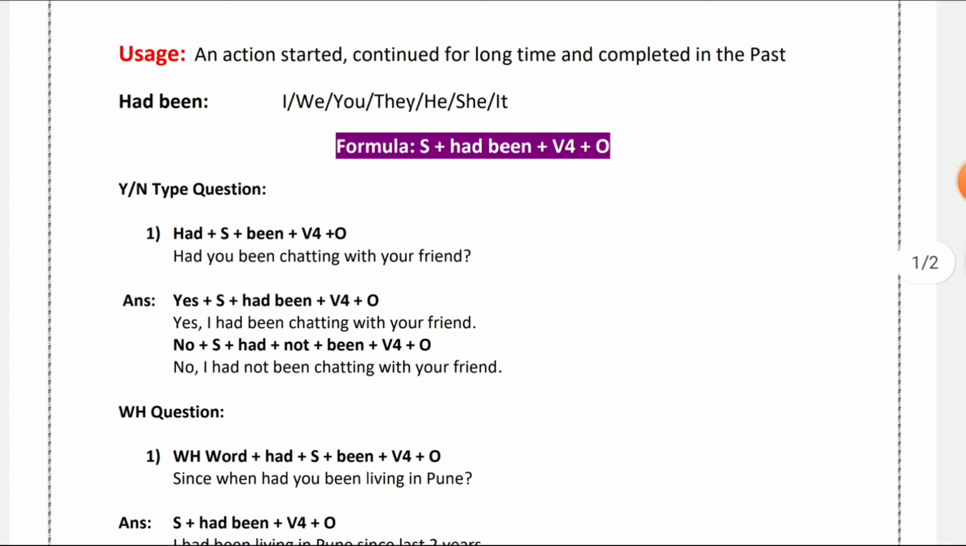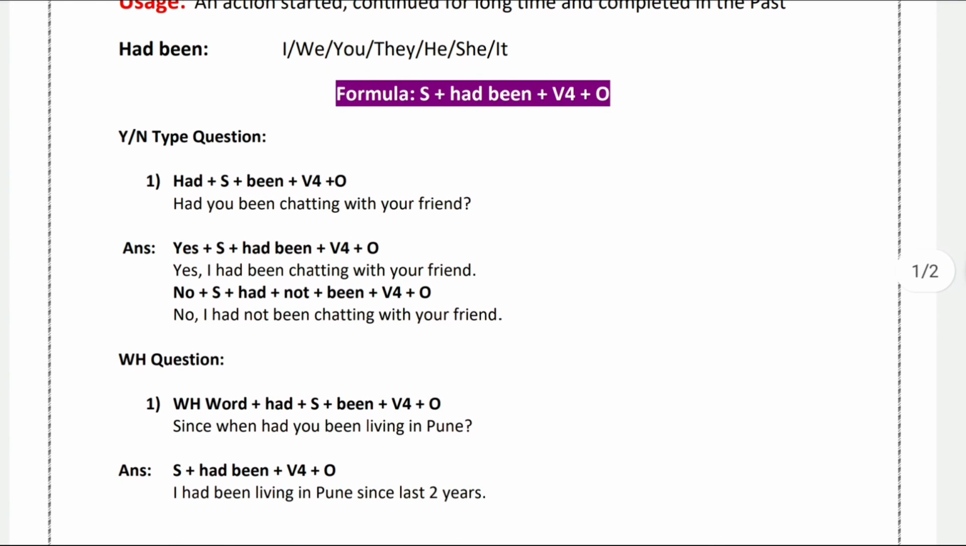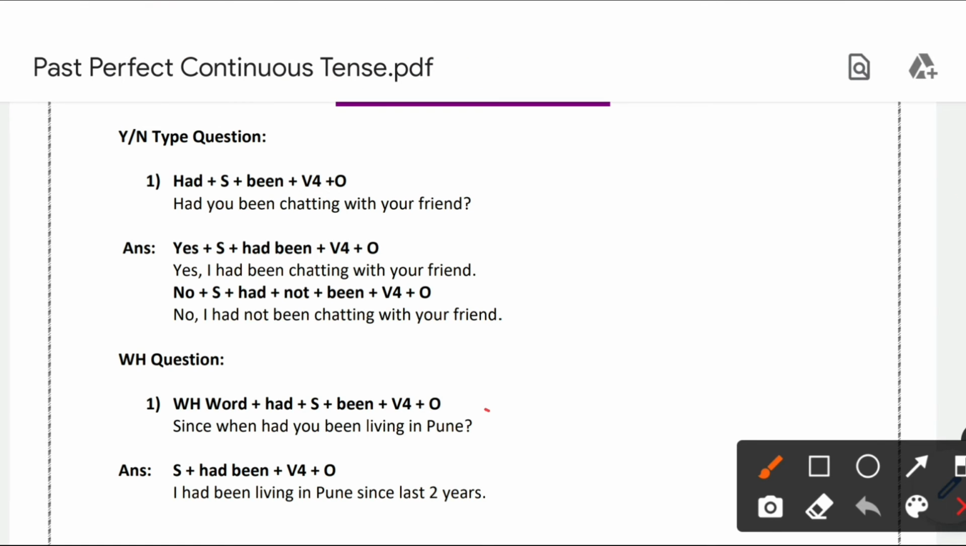Now if you want to ask a WH question to get some more information, then you have to use the WH word in the first place. The trick of making a WH question is to use the WH word before a yes no type question. Our question is, had you been chatting with your friend? This is a yes no type question. If you apply a WH word before this, then the question would be, when had you been chatting with your friend?